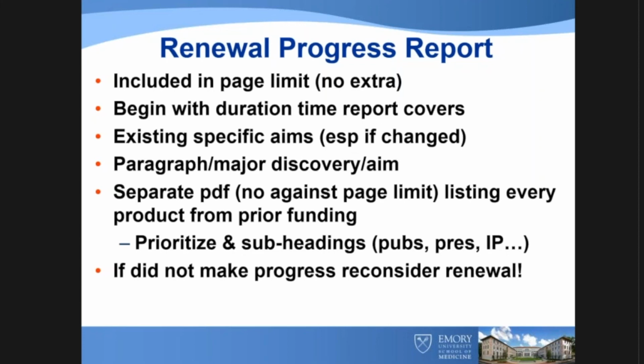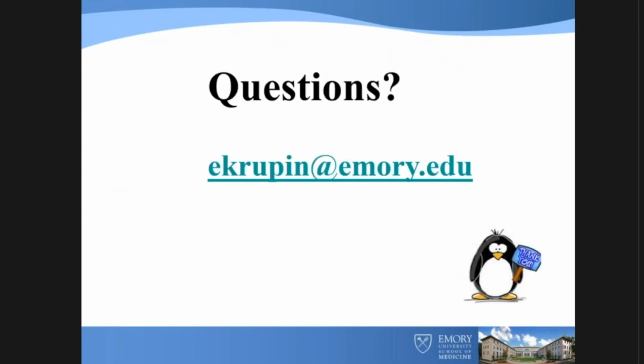And if you didn't make your progress, you might not be wanting to apply for a renewal. Sometimes a lot of the killer statements that come back for a renewal is they weren't very productive. They had 3 publications over 4 years? Sorry. So make sure if you're going to do a renewal that you actually made progress and you have something to show for it.